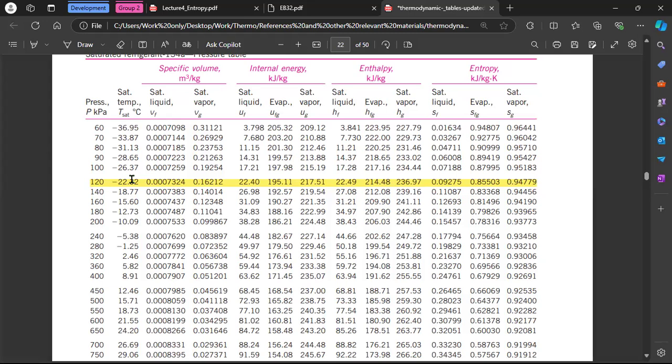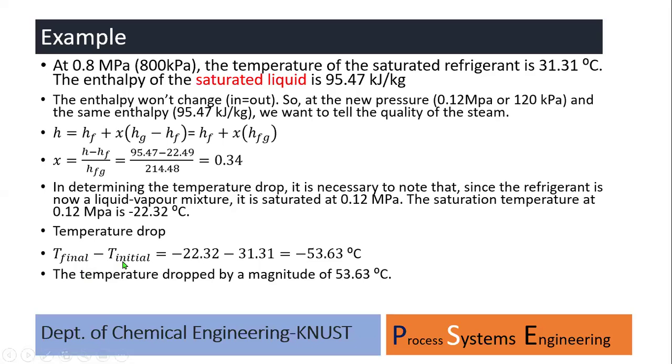So we can now determine the temperature drop. So that's a change in the temperature. So we can do the final temperature minus the initial temperature. Then we'll get the value of minus 53.63. So it means that the temperature will drop by a magnitude of 53.63 degrees Celsius.